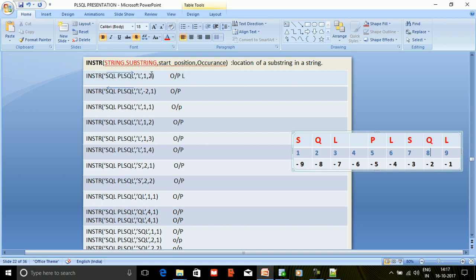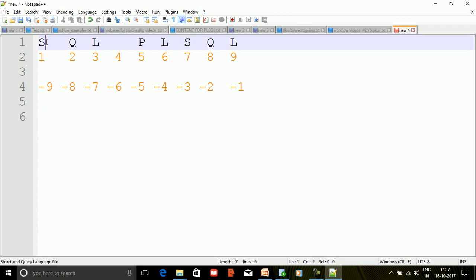Before going further, just understand this notation. S occurs how many times in this string? Two times. Q occurs two times. L occurs three times. P occurs only one time. S occurred twice, L occurred thrice, Q occurred twice. Right? Now, first we'll understand how the system checks the positions.